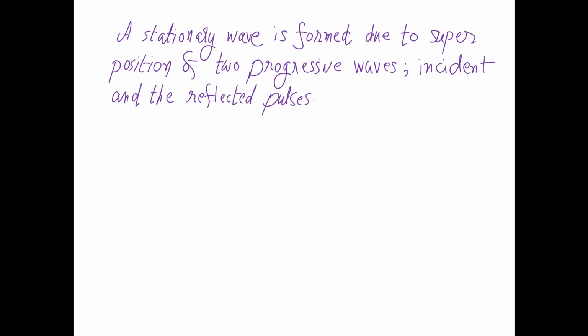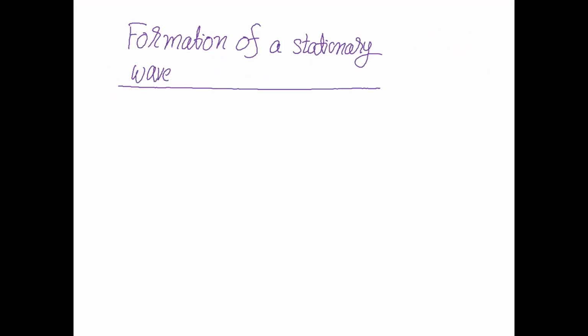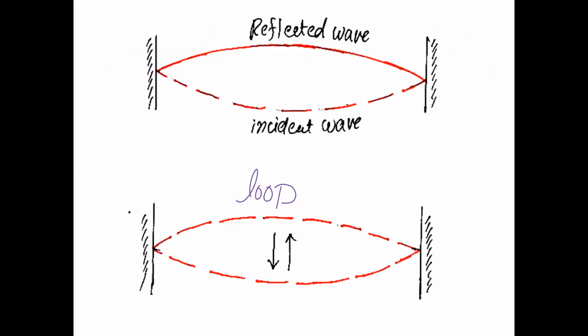A stationary wave is formed due to the superposition of two progressive waves, incident and the reflected pulses. To understand this, look at this diagram. The reflected pulse and the incident pulse, they superimpose on each other.